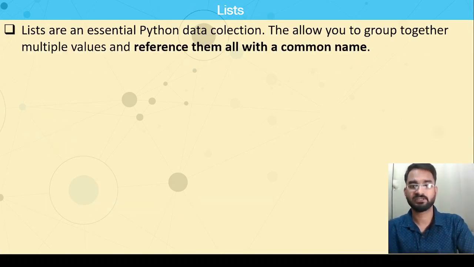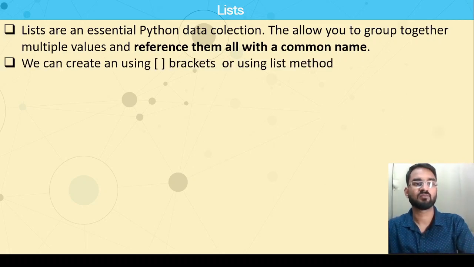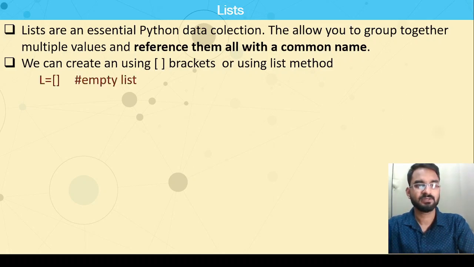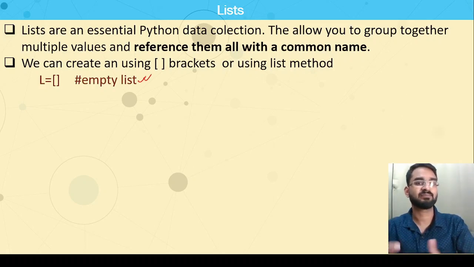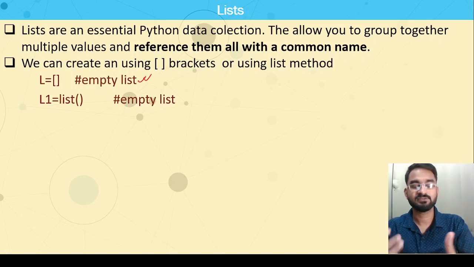List is a Python data collection which allows us to group multiple values together, and we can reference or access them using the same name. To declare a list, there are two main ways. One, which is used the most, is using the square brackets. Another method is using the list method. If we directly assign a square bracket to a variable, then we will create an empty list, and this list can be used later on to add values. Second, we can use the list method also to create an empty list.